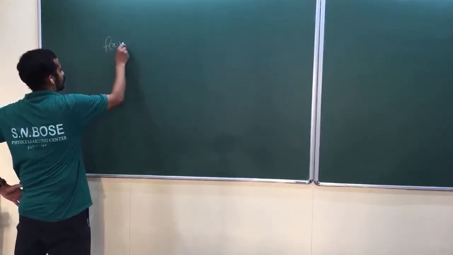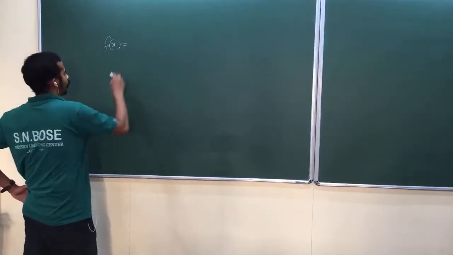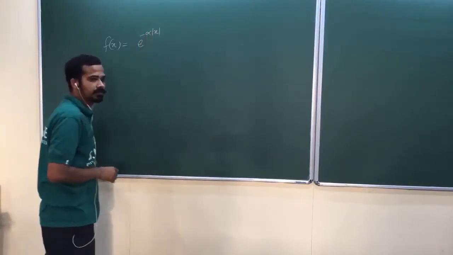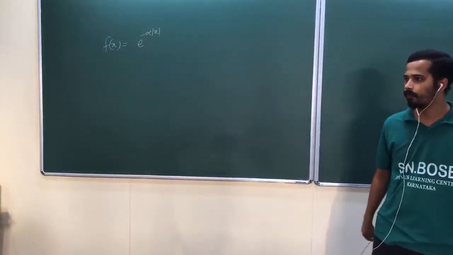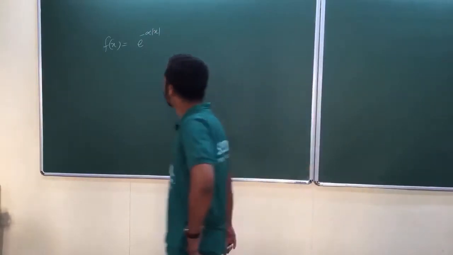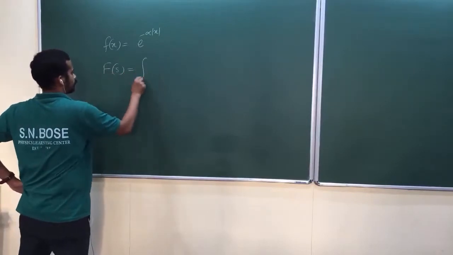Suppose f of x is equal to e power minus alpha mod x. Find its Fourier transform. Quickly. Find its Fourier transform. Speak out.